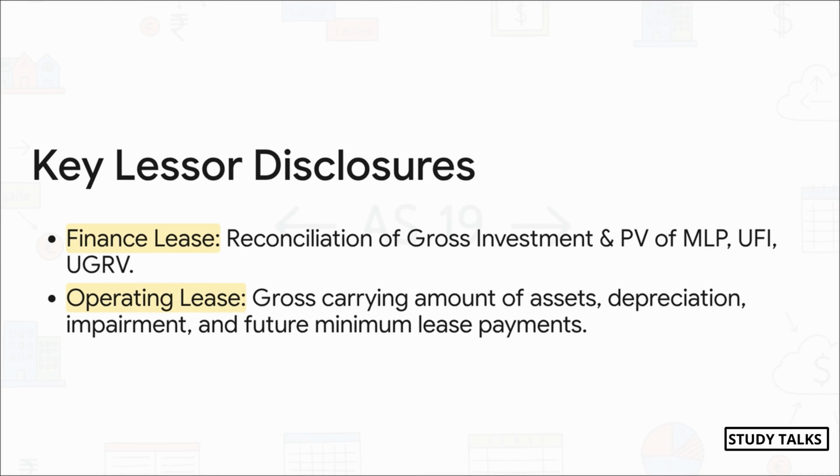For an operating lease, it's different. The asset is still yours, so you need to disclose its book value, the depreciation you've charged, and a schedule of the minimum lease payments you expect to get in the future.